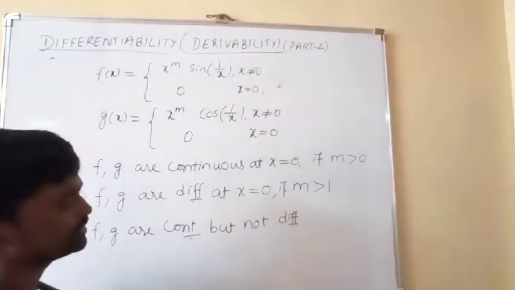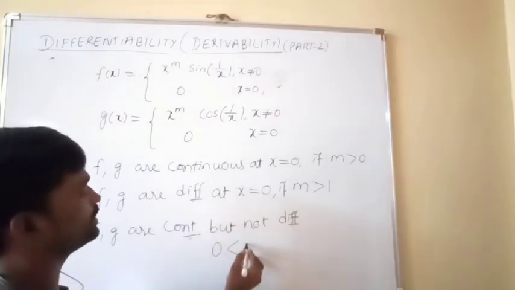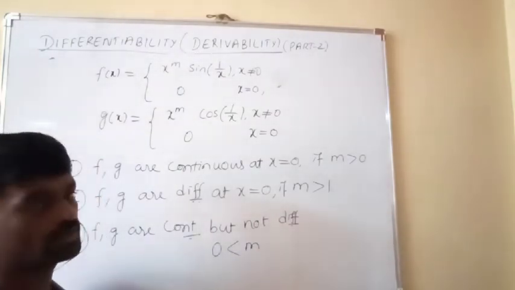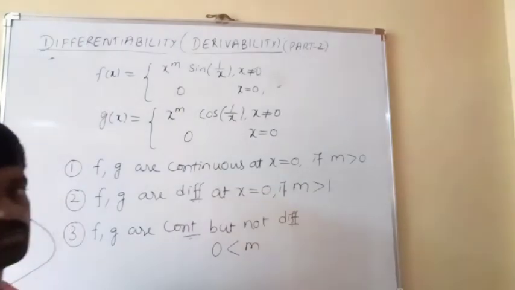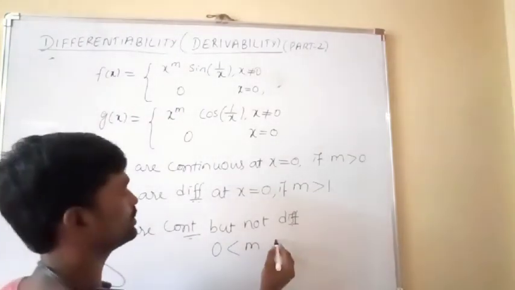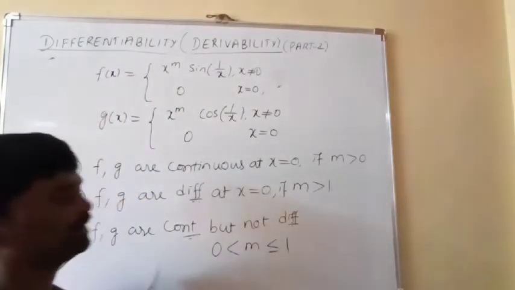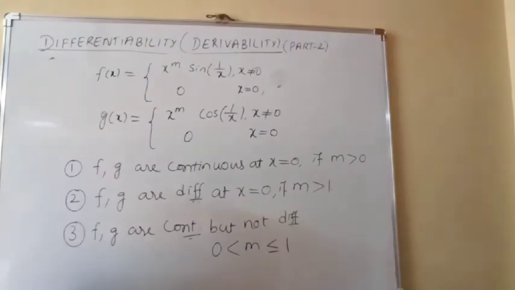Continuous ಆಗಬೇಕು, that means m must be greater than 0. Differentiable ಆಗಬಾರದು, that means m greater than 1 is not possible, means m is less than or equal to 1. So greater than 0 and less than or equal to 1. So try to remember, okay?